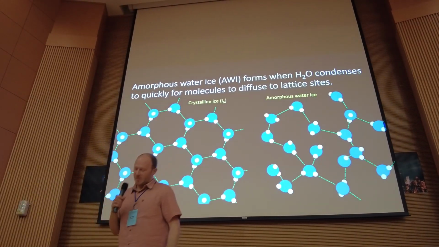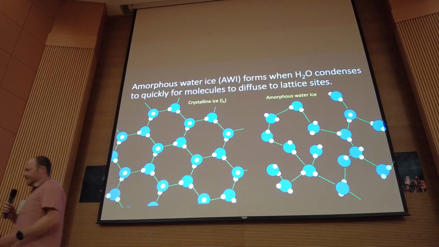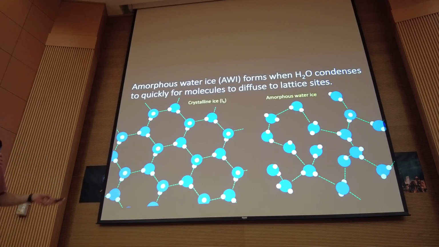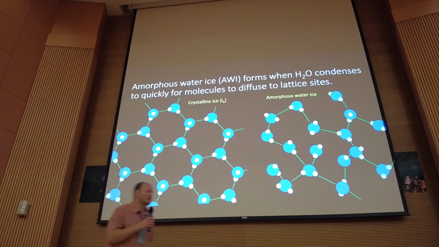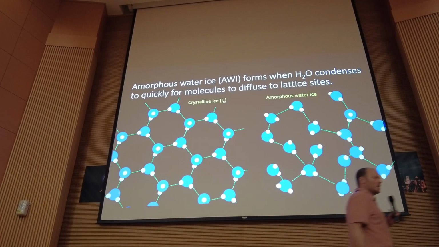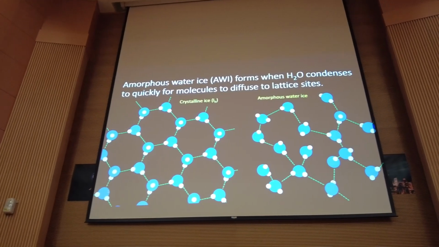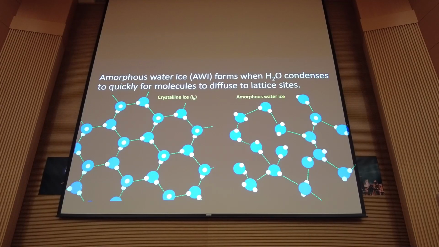But there's this other form that ice can take where it doesn't have a crystalline structure. It's condensed out, and it doesn't have a regular pattern. It's glassy. It looks like a glassy water ice. This is amorphous water ice. And it is inherently metastable. It would like to transition to crystalline ice, but it didn't quite get there.